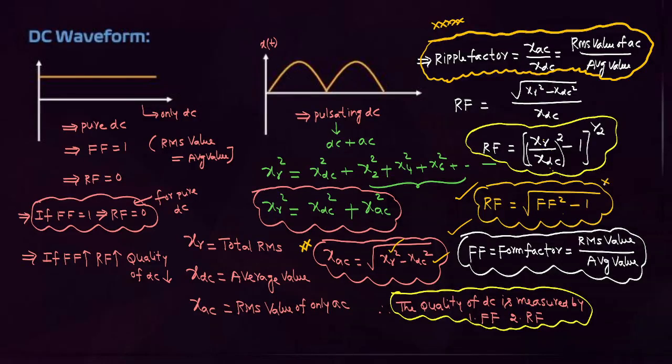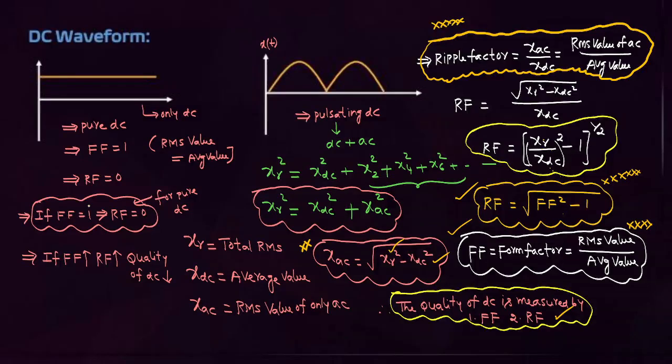This is the relation between ripple factor and form factor. Ripple factor equals the square root of form factor squared minus 1. Form factor equals RMS value by average value. The quality of DC is measured by form factor and ripple factor.